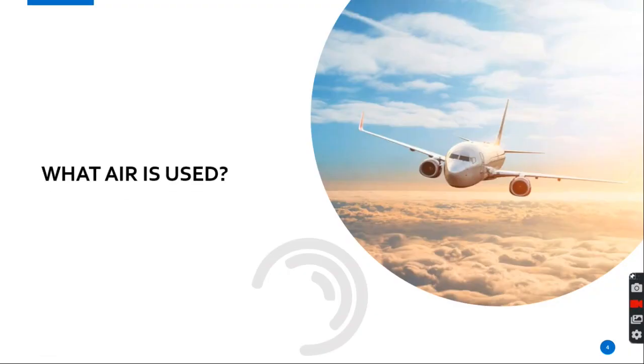What air is used? Fresh air is continuously introduced during the flight. A plane's jets are sucking in and compressing huge volumes of air to burn with the aviation kerosene fuel to power the engine. Some of this is diverted for the passengers to breathe. Let's see how air comes in.